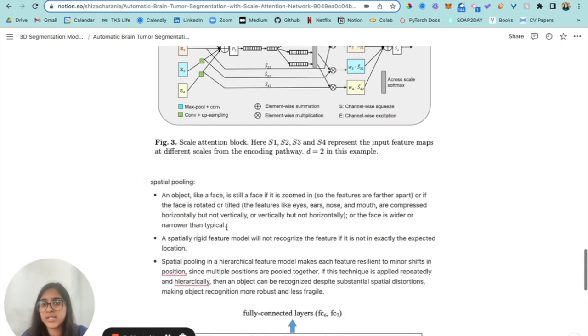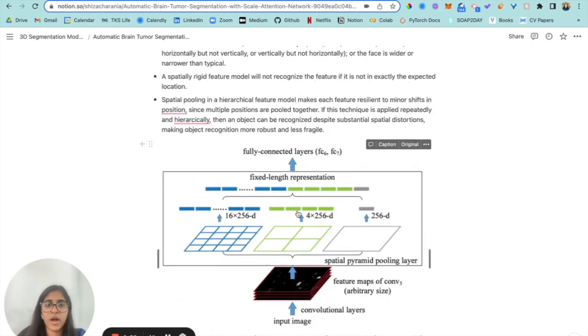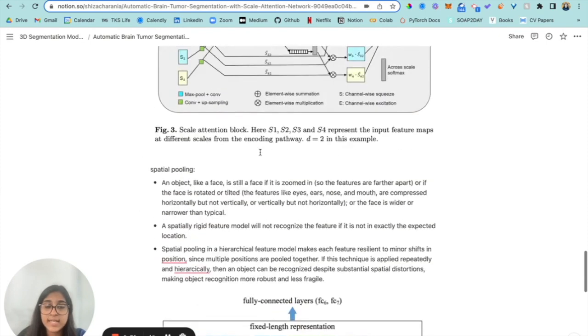And a spatial pooling layer, as described here, if you think about it as an analogy. Let's say you have a face, the face is zoomed in, it's rotated, it's tilted, you have some sort of modifications and variations of the face. The face is still the face. Now, a model that is spatially rigid and doesn't have spatial pooling features embedded into it won't be able to recognize the feature. Now, if you have spatial pooling though, then it'll just make the model more resilient to minor shifts in terms of the position, in terms of the orientation, because multiple positions are pooled together. And this is actually an example of how it works. And then you see that there's fully connected layers. And that's actually what happens.